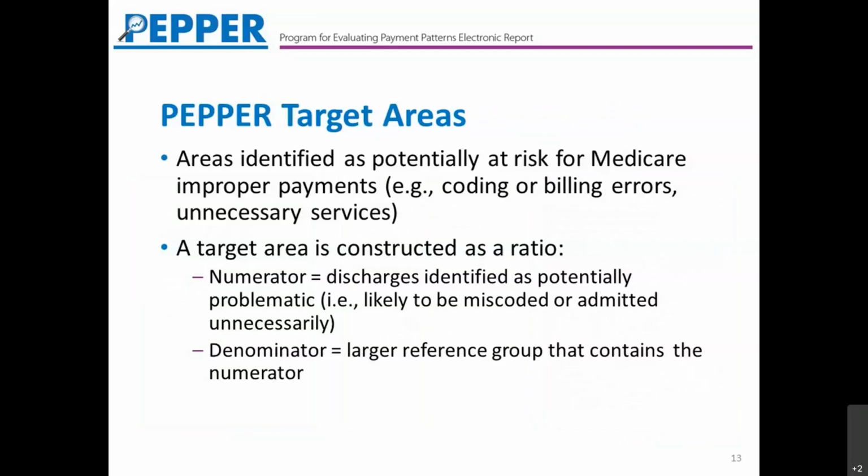The target areas within the PEPR pertain to a service or a type of care that's been identified as prone to improper Medicare payments. We construct these target areas as ratios, where the numerator is a count of discharges that could be problematic, and the denominator is a larger reference group that also includes the same numerator discharges. This allows us to calculate a target area percent, and we'll talk about target area percents here in just a minute.